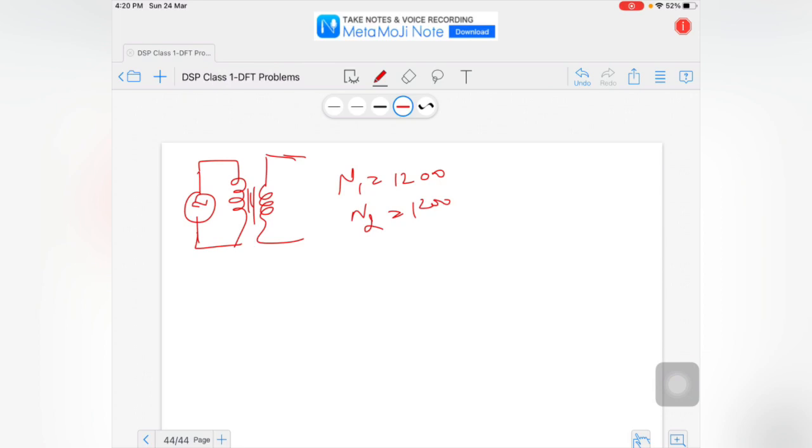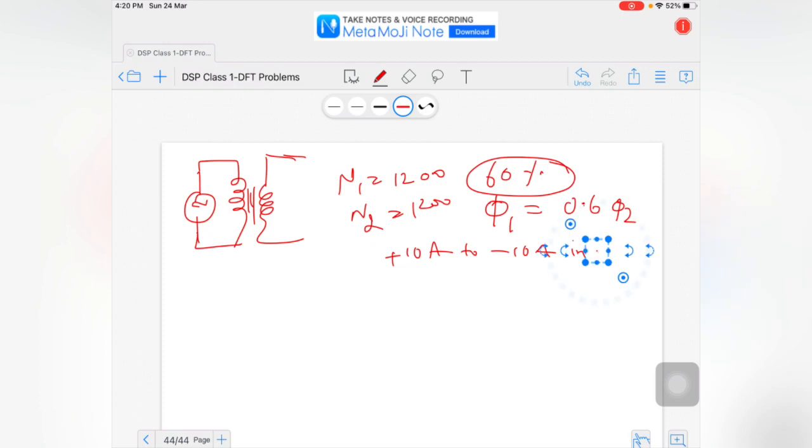Observe the condition given: 60% of the flux produced by one coil links the other. It means that whatever flux is produced in the primary, phi 1, links to the secondary as 0.6 of phi 1, which is phi 2. Whatever flux links with the primary, 60% of it links with the secondary coil, and the current changes from plus 10 amps to minus 10 amps in 20 milliseconds.